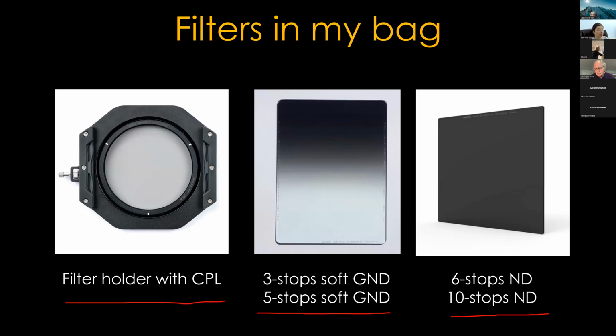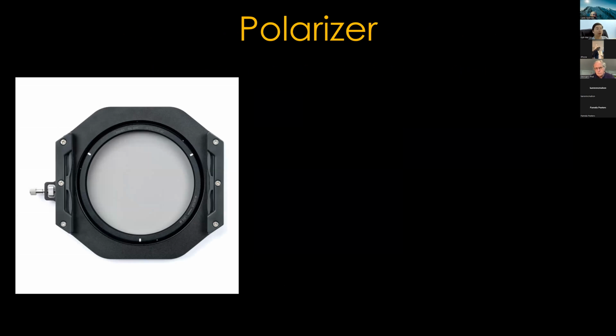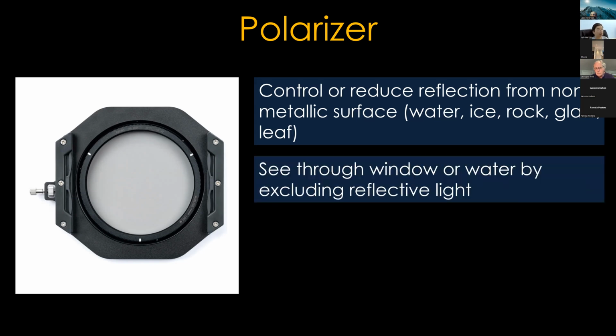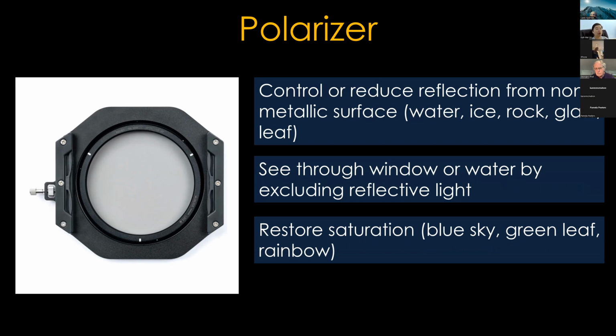So let's go into detail about each of them and what we can do with those filters. The polarizer, we use it to control or reduce the reflection from non-metallic surfaces, for example the water, the ice, the rocks, the glass, and the leaf. It also helps us see through windows or water by excluding the reflective light. And the polarizer can also restore the saturation, for example the blue sky, the green leaf, and even the rainbow. If you see a rainbow, you can use the polarizer to enhance its saturation.